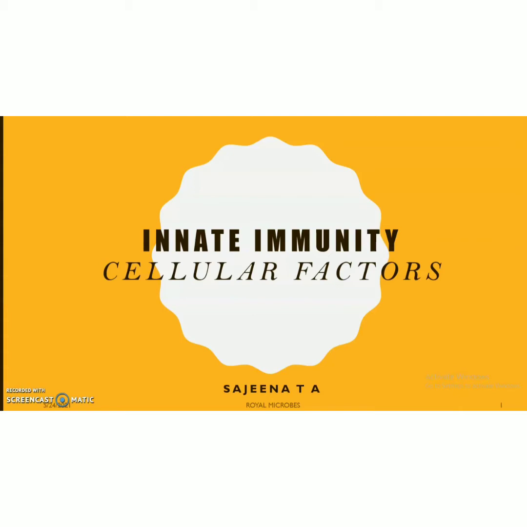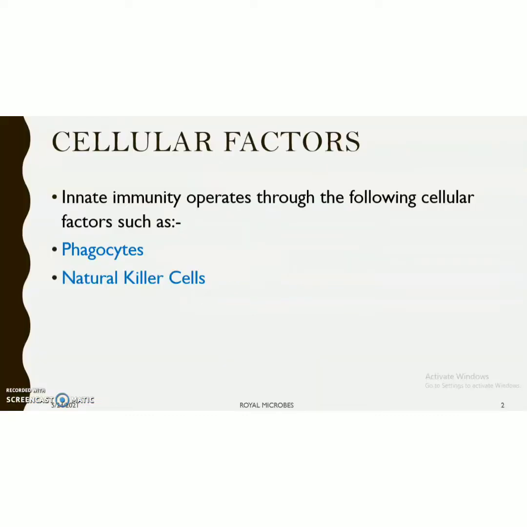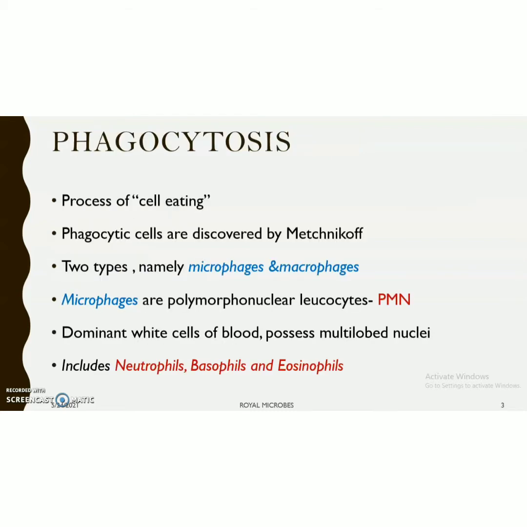Today we will discuss the cellular factors involved in the mechanism of innate immunity. Innate immunity operates through cellular factors such as phagocytes and natural killer cells. First we will see phagocytes and the process of phagocytosis.